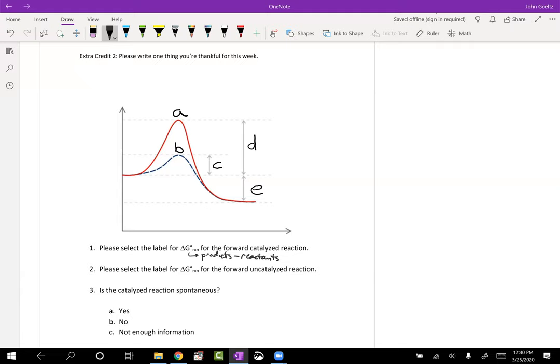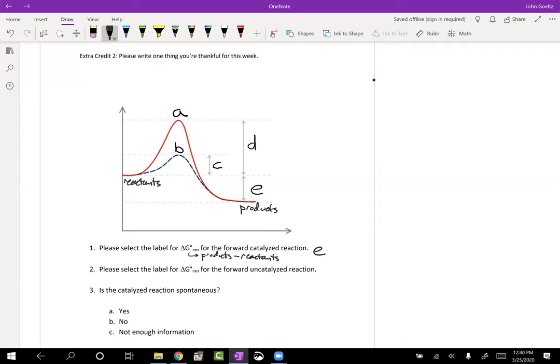Let's see, I can probably do like a poll thing, but I don't know how to do thumbs up or thumbs down. For five choices. So E, this is the energy difference between the products and the reactants.